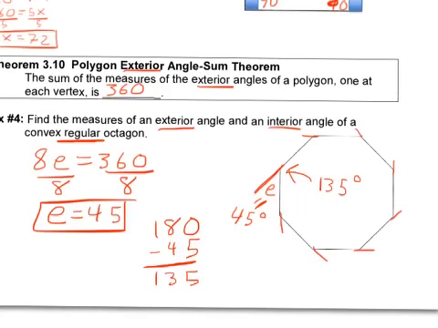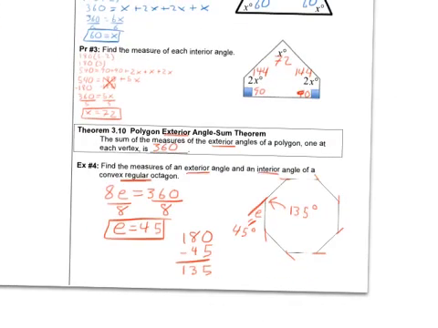Pretty simple. Again, that was just one way to find the interior angle. There's actually another using this formula that we were using for all the other interior angle sums. And I'll let you try and figure out what that is. Other than that, that's it for 8.1.